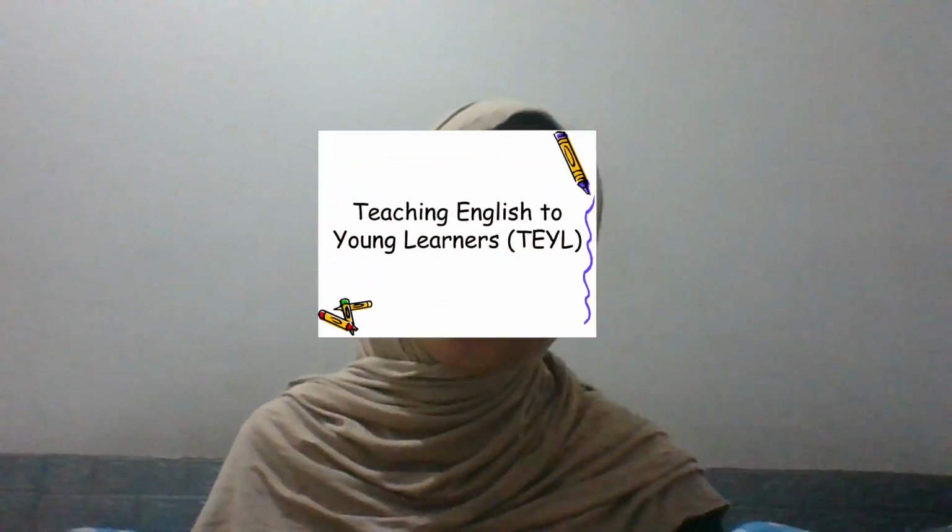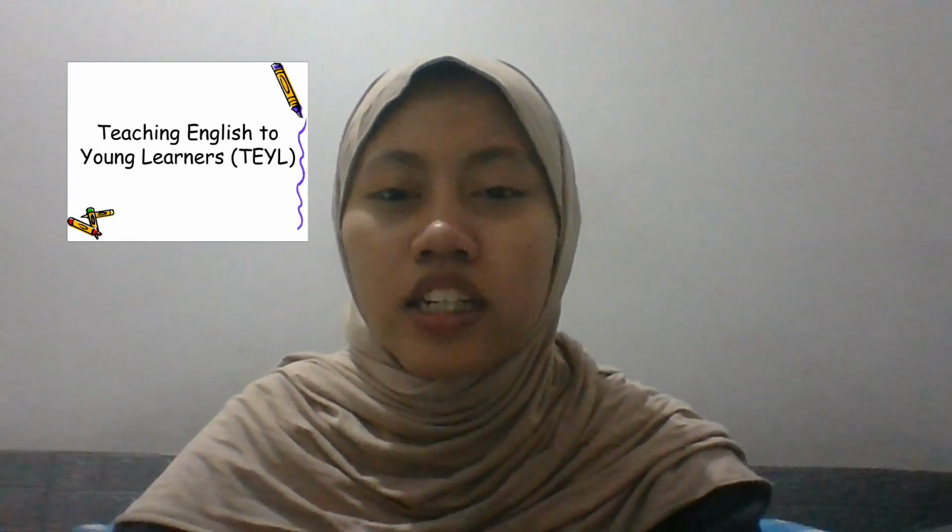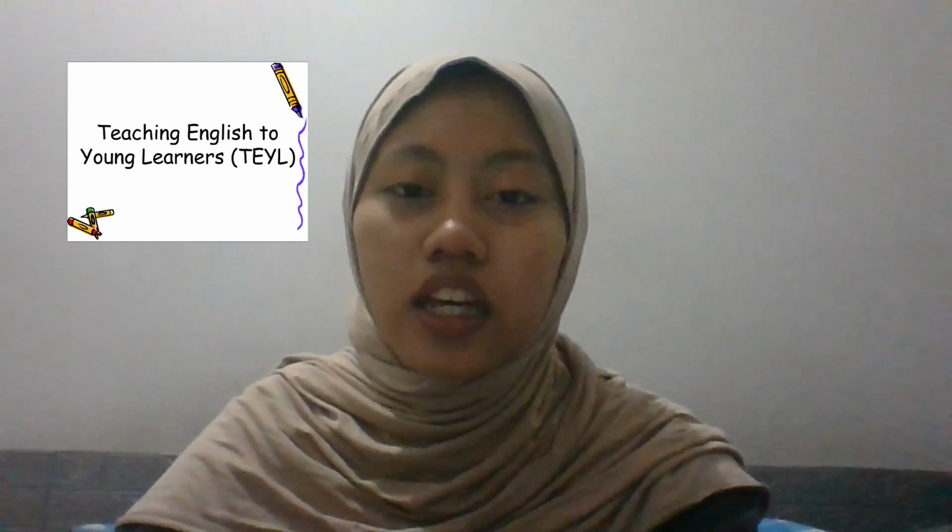Okay, first let's talk about the principles of teaching English to young learners. One thing that I learned is that teaching children is very different from teaching adults. Young learners have a lot of energy. They can get bored easily and they can enjoy learning through fun activities. Because of that, teachers need to create a learning environment that is enjoyable, meaningful, and interactive.